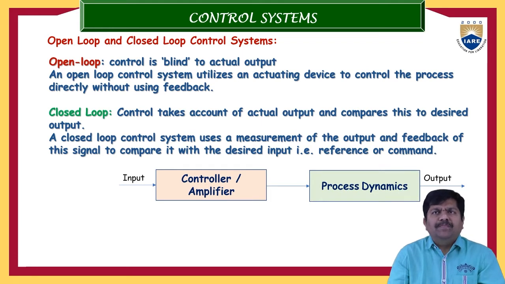A closed loop control system uses a measurement of the output and feeds back this signal to compare it with the desired input, that is, the reference or command, which is nothing but the desired value.